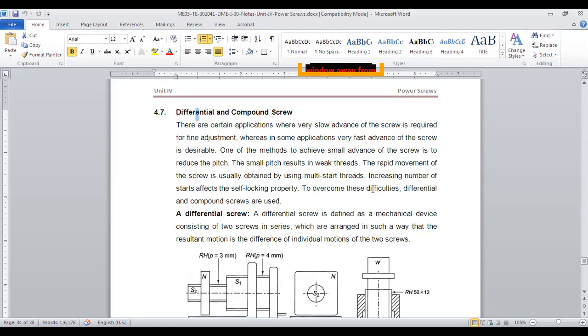There is another way to do it, having multi-start threads, but multi-start threads have the disadvantage that they don't have self-locking. That is an issue with them. So to avoid all this, we use a differential screw. I have explained basically what the need is and where we need a differential screw.